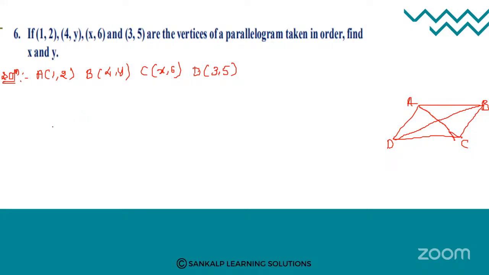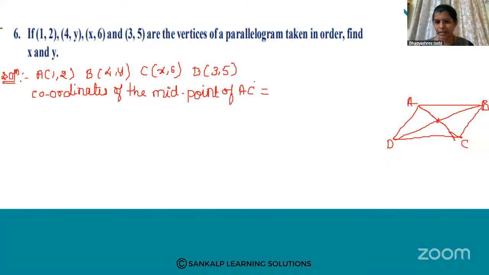Here we will take the coordinates of the midpoint of AC and the coordinates of the midpoint of BD. In a parallelogram, the two diagonals bisect each other, so they share the same midpoint. So the coordinates of the midpoint of AC is equal to the coordinates of the midpoint of BD.